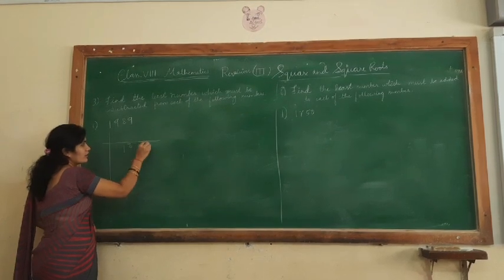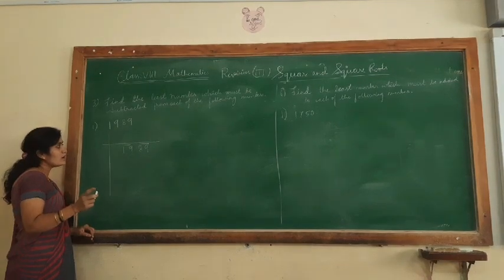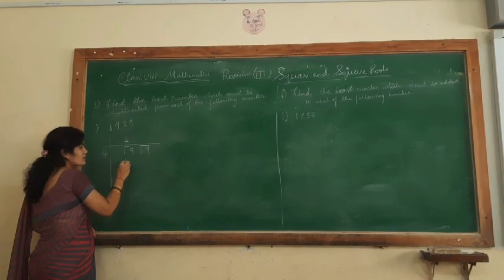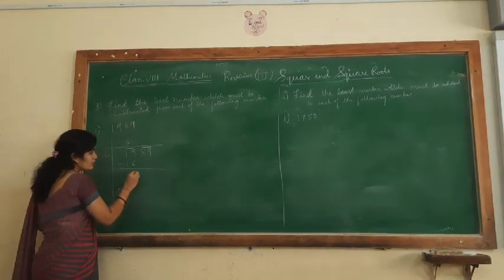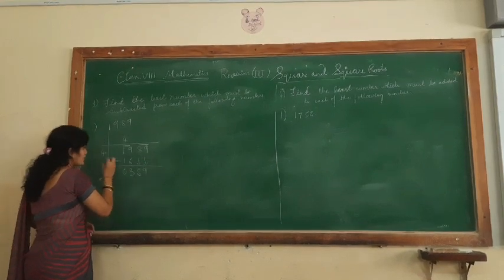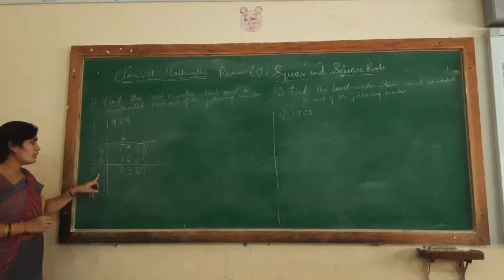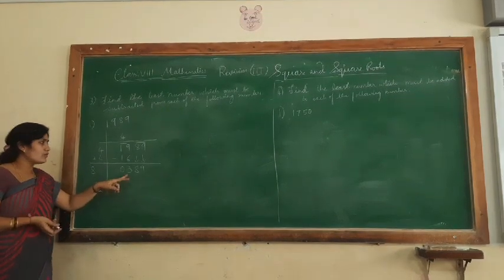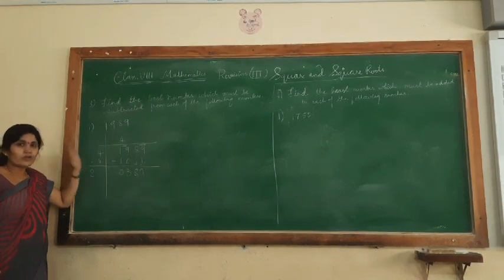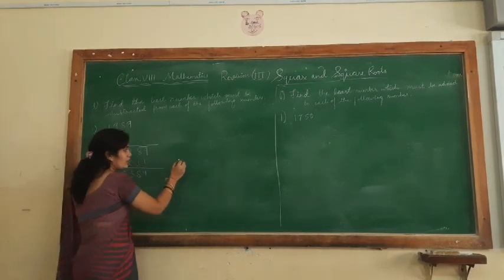1989, mark 19, 89 here. 1 square is 1, 2 square is 4, 3 square is 9, 4 square is 16, 5 square is 25. We cannot take 25, so go for 4 4s are 16. This is 3. Bring this 89 down and this 4 you add here, this will be 8. So any number you multiply here, you should get a number which is less than 389, because you will not get 389 exactly, because this is not a perfect square, as we already know from the question.